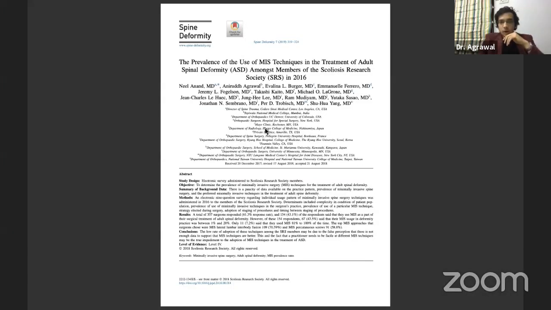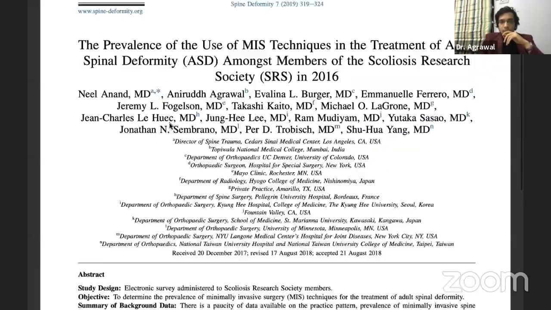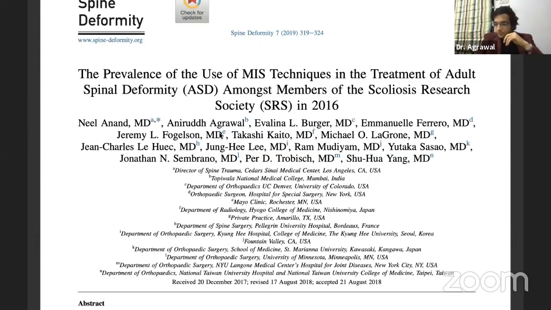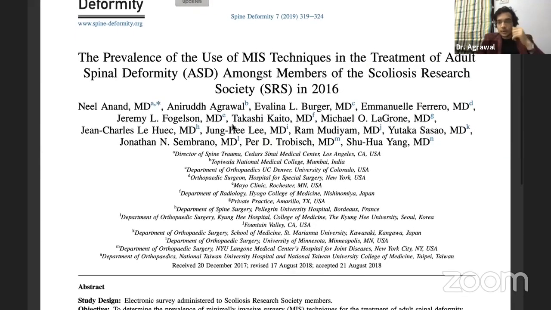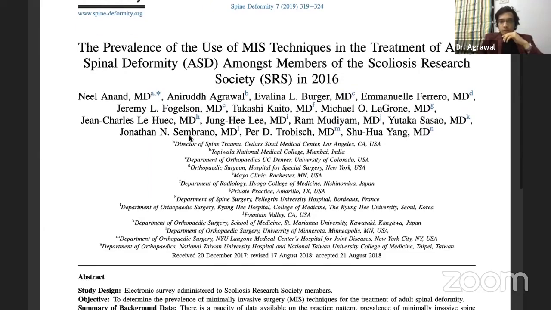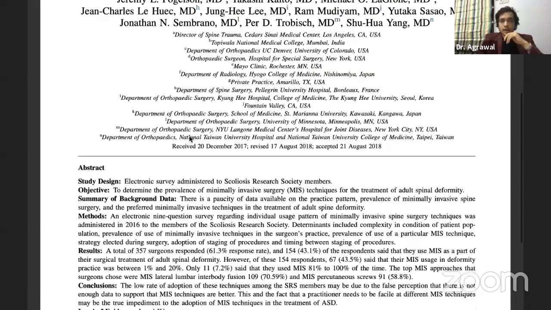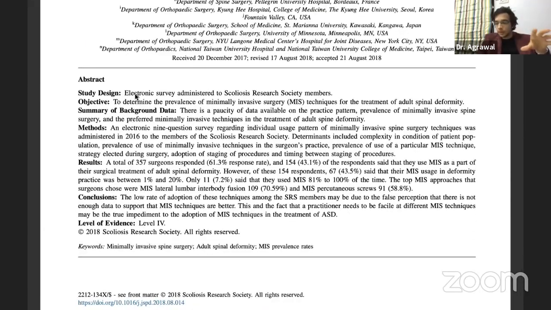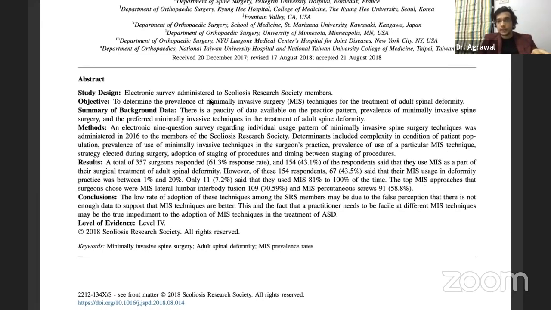Again, this is an article that I published with Dr. Neil, and it's got a lot of people on there. But as you can see, Dr. Neil and I mostly worked on it, so both of us are the first two authors. And this is an example of a structured abstract, that I was talking about.